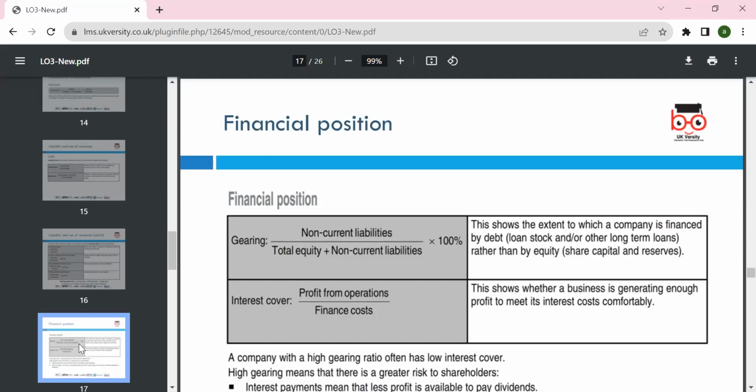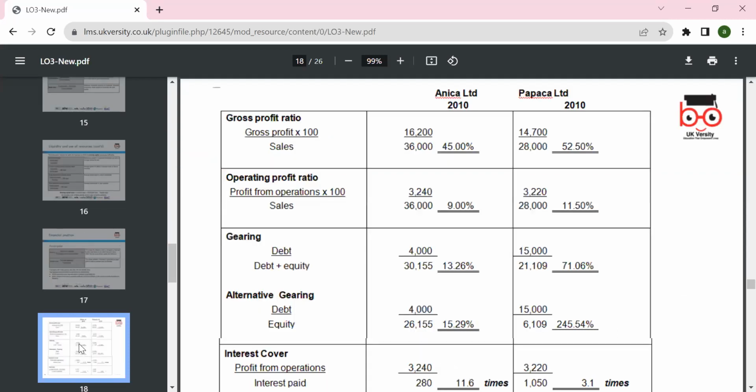And if next year it drops further, that will be very difficult for you to pay the creditors. Creditors are really looking at these ratios very closely. So these are two examples we picked, and we collected the data from their financial statements, Anika and Papika.